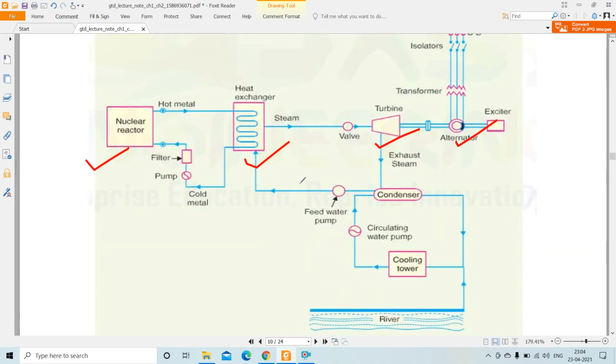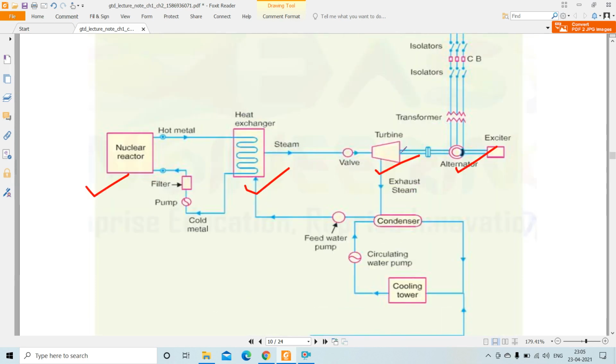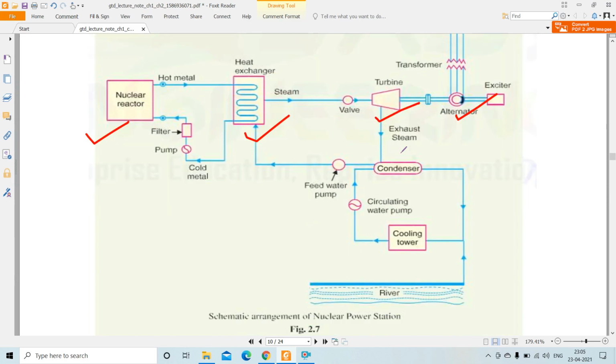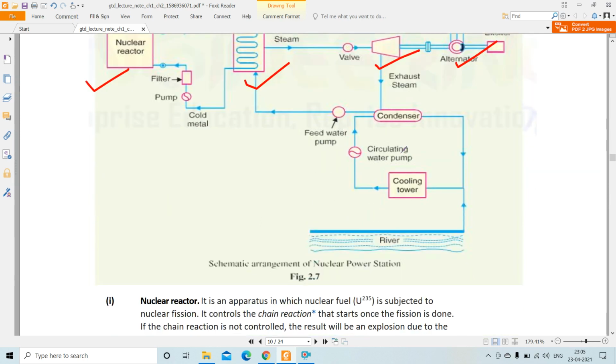Okay, so how the nuclear reactor will operate, how the heat exchanger will operate, how the turbine will operate, how the alternator is working, we will discuss one by one. So this is the schematic arrangement of a nuclear power station. Just go through this diagram thoroughly.